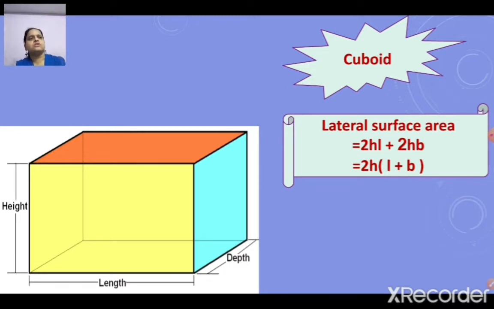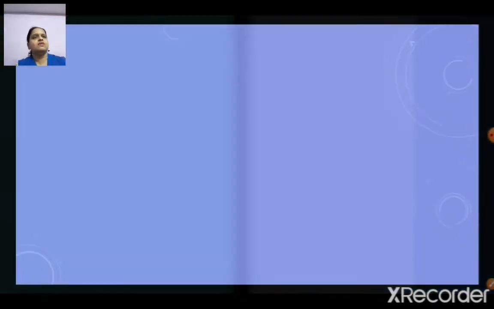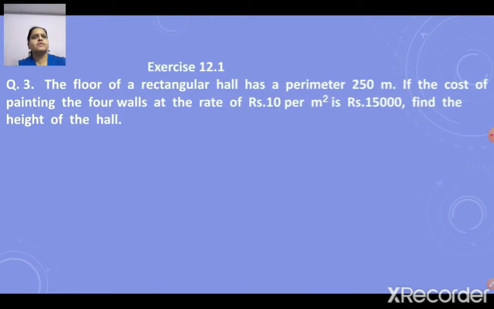Correct? And what is the total surface area, where top and bottom are also included? The formula is 2 in the bracket LB plus BH plus HL. So these are the formulas. Let us continue with our exercise sum.